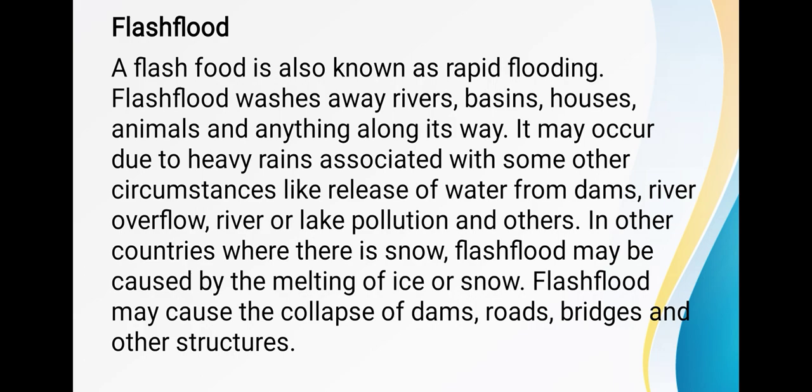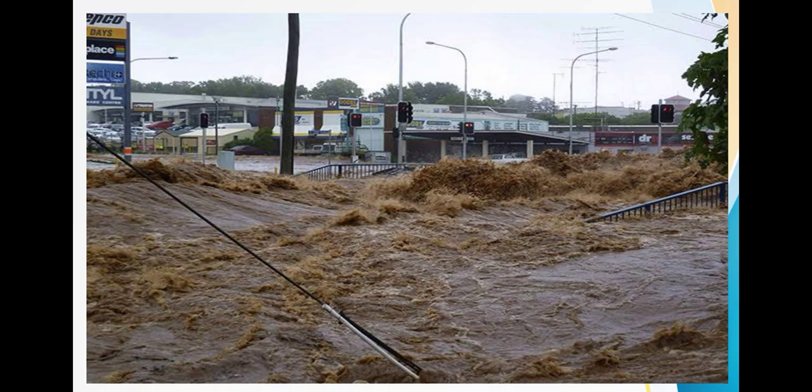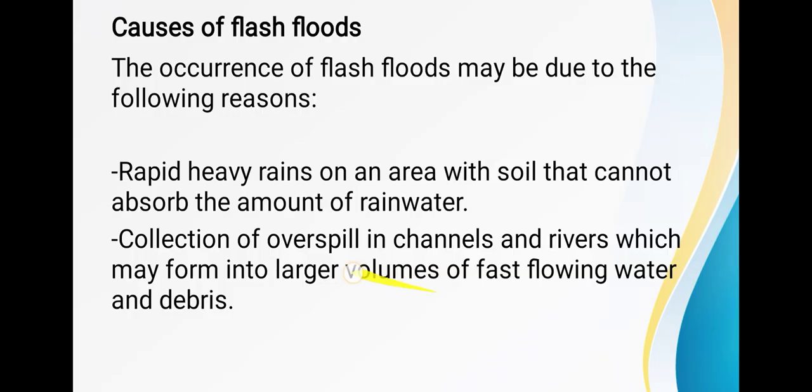So do not be confused with flash flood and, of course, storm surge. Flash flood happens because of the excessive amount of water within the land, and sometimes it happens because of damaged dams and damaged drainage systems. Okay, this is an example of flash flood, induced by heavy rain. The occurrence of flash flood may be due to the following reasons.